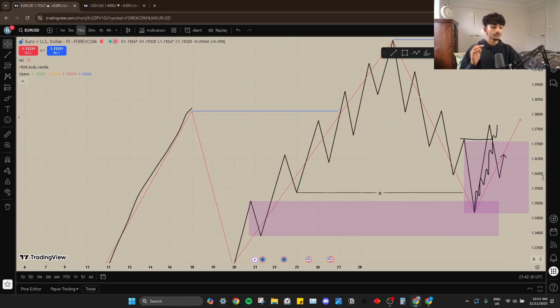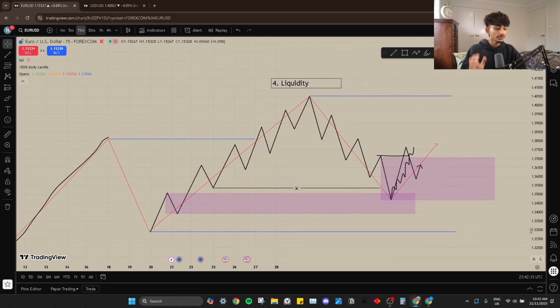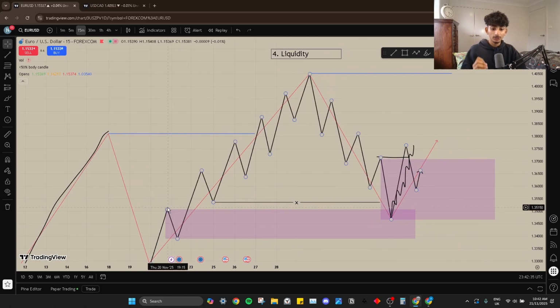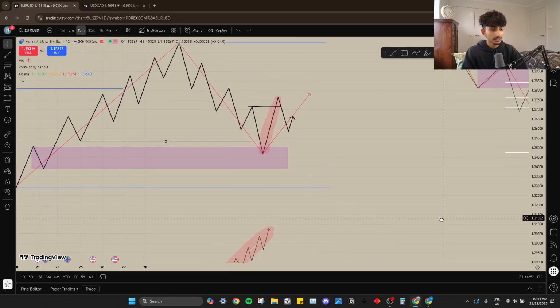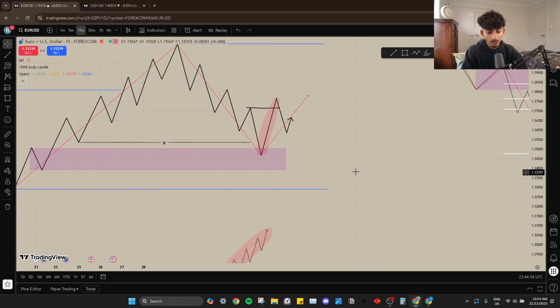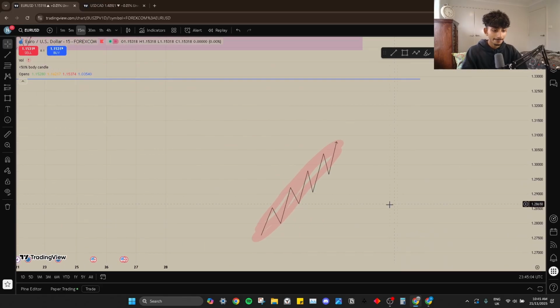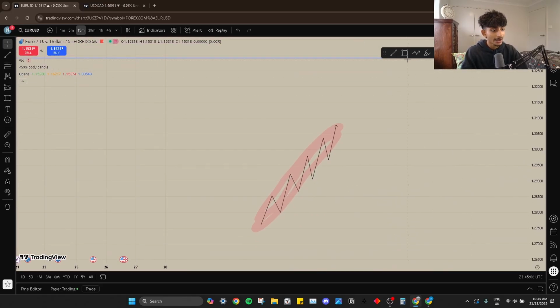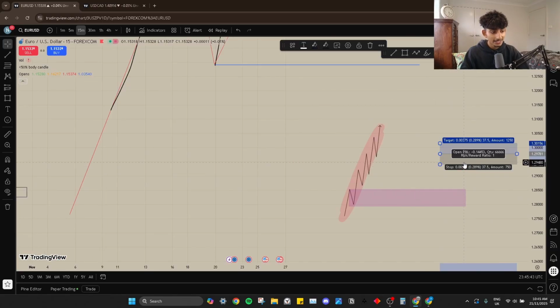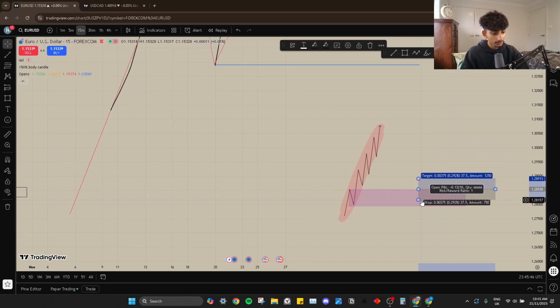And then what you want to do is find another zone that's unmitigated, like we did over here. Find a zone that has not been tapped into. Now, what I've done is I've just taken this highlighted impulse and put it down here to represent a lower time frame. Again, you want to find that unmitigated area of demand on that lower time frame. And that is where you'll be placing your entry.